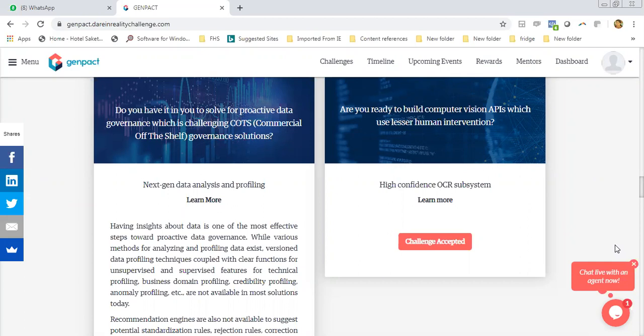Those of you who know this world will probably appreciate this problem statement. All right, let's move on to the OCR problem.